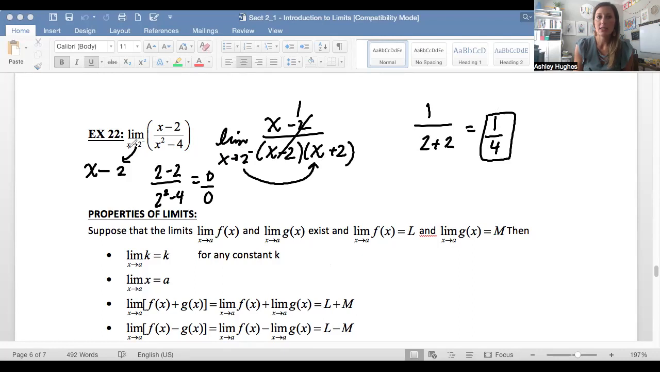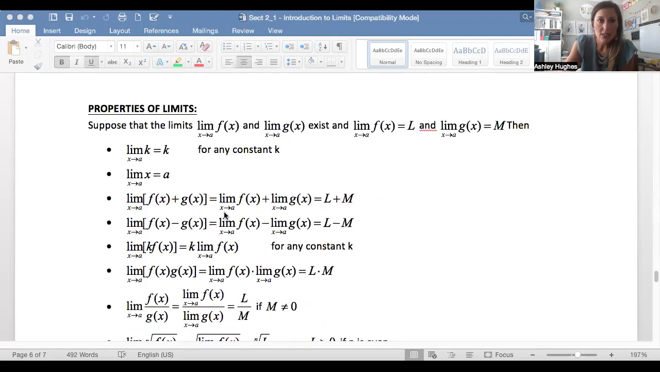So again, anytime you have that 0 over 0, I want you to factor. And the factor you're trying to remove is x minus c. You're trying to cross that out to see what you're left with. And then you can substitute into whatever you're left with.